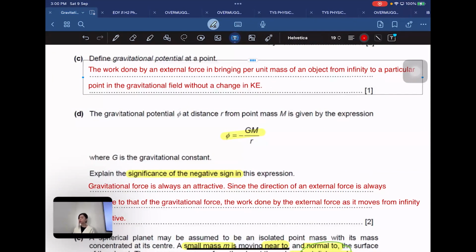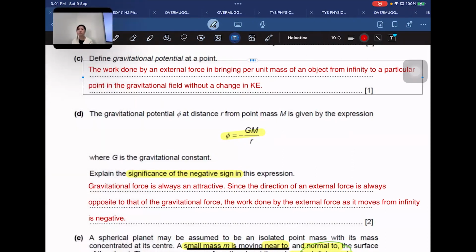The next one. The gravitational potential is given as this formula, negative GM over r. Remember what they are saying? They will always ask, why is it a negative sign? Explain the significance of the negative sign. Things like that. So to explain, we'll say what? It is because gravitational force is considered to be an attractive force. My work done by an external force always acts in the direction opposite to that. As a result, my work done by an external force moving towards infinity is equivalent to 0.